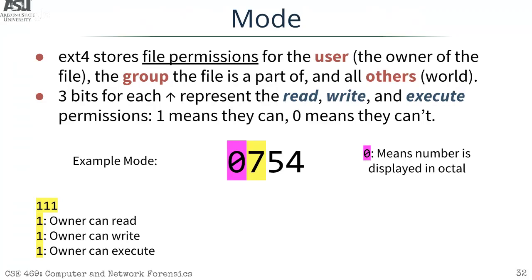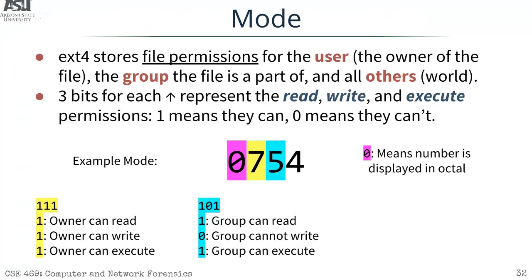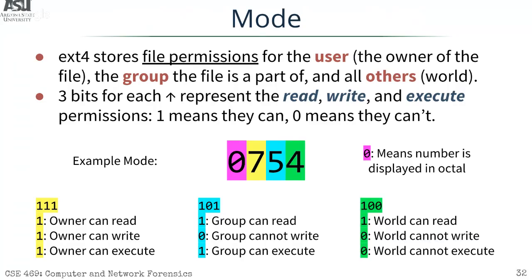Next number, the 5, which translates in binary to 101, means that the group can read, cannot write, but they can execute on this file. And then finally, everyone else, the world, or others, translated to binary, 100: everyone can read this file, but they can't write or execute to it. And that is mode. Any questions about mode?